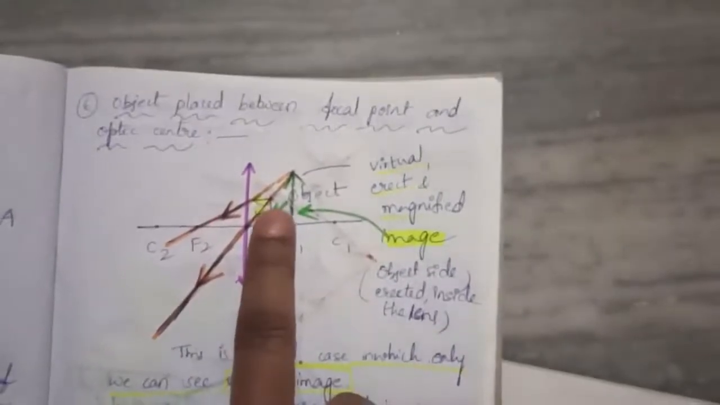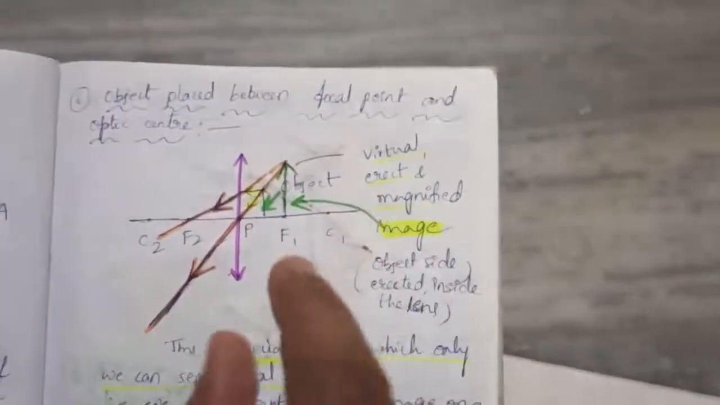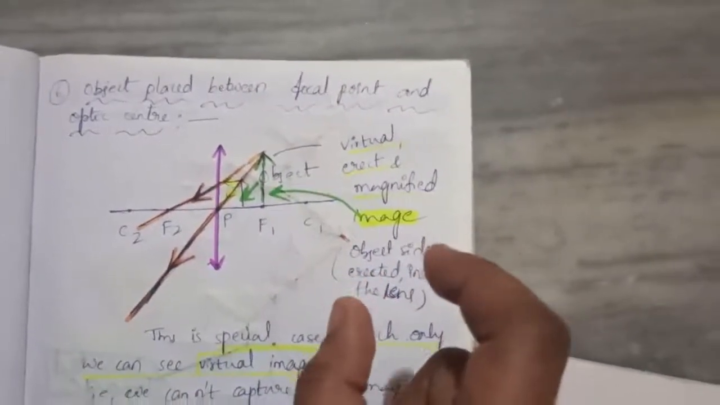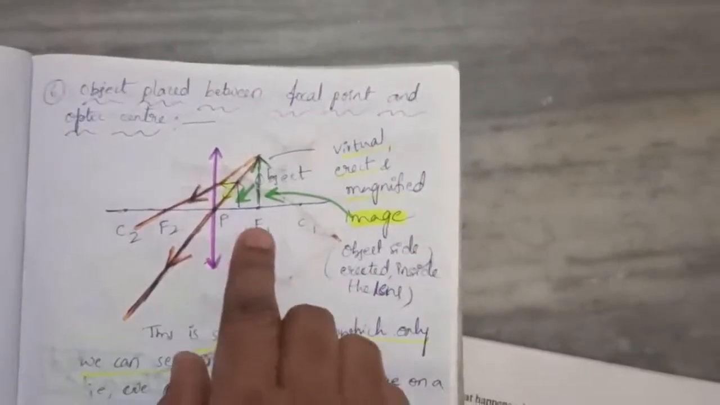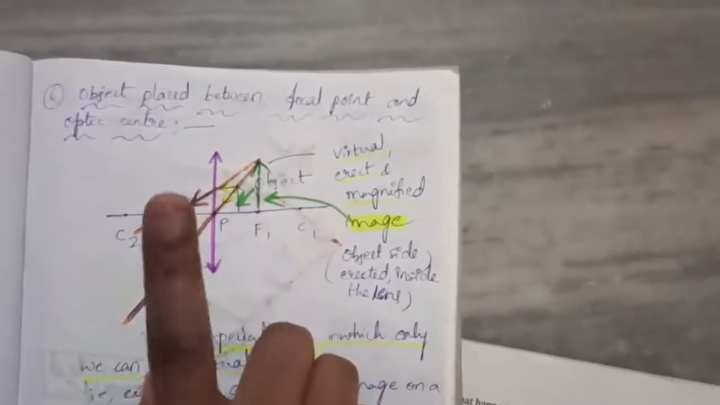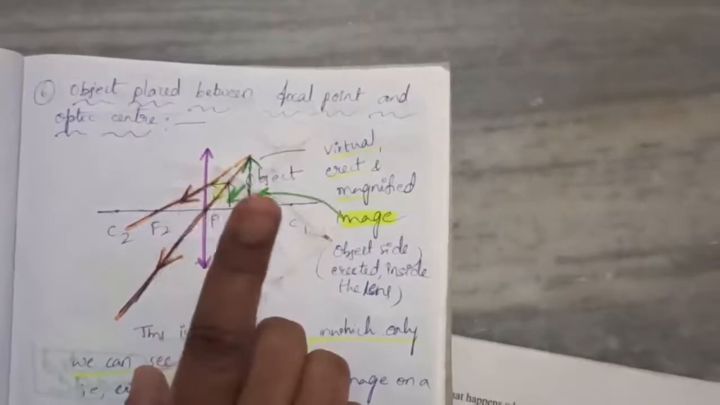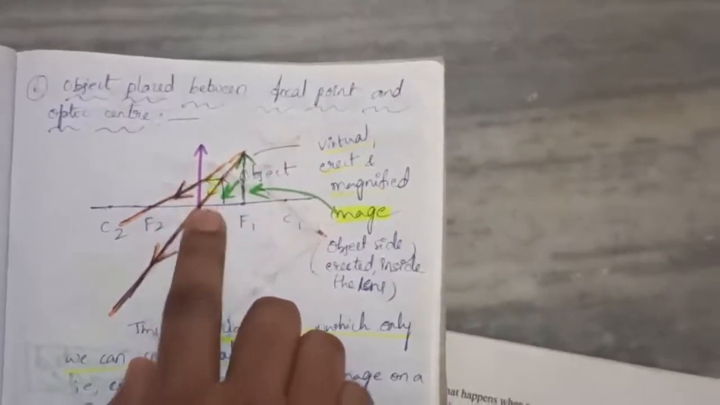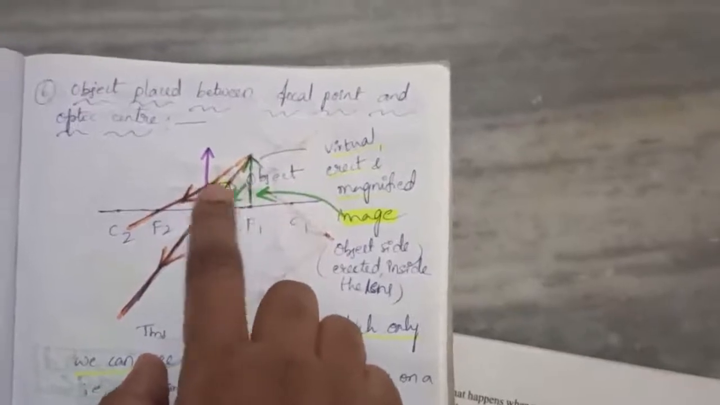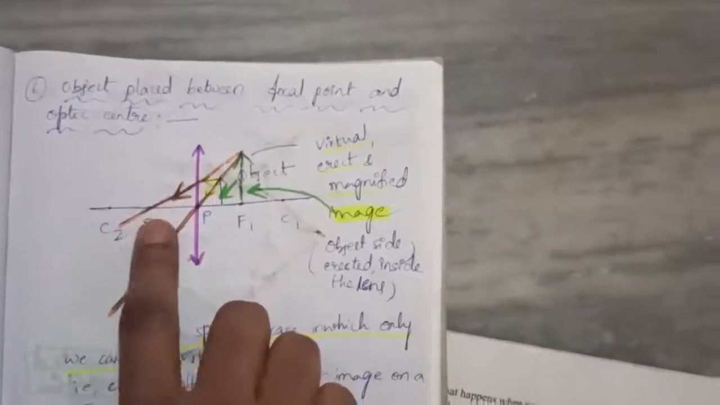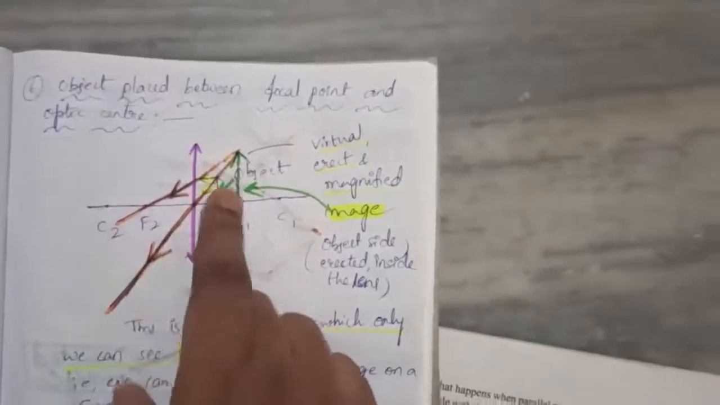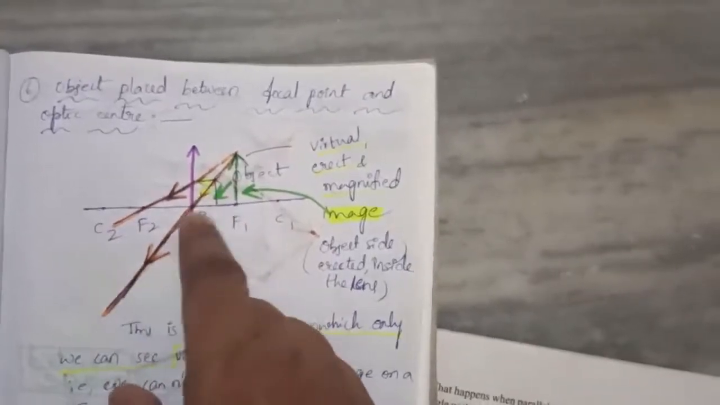Here, children, only in this case we got a virtual image, erect image, magnified image. We got it on this side only, the object side only. Here I am taking the object between optic center and focus. The ray which is parallel to the principal axis will deviate through the focal point, and the ray which goes through the optic center goes undeviated.